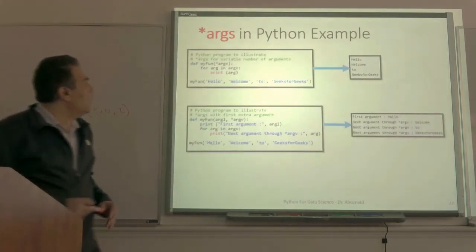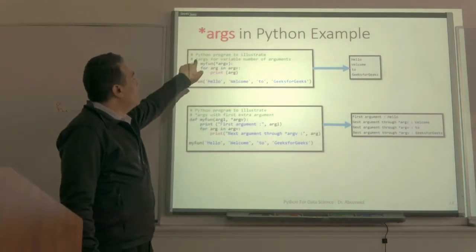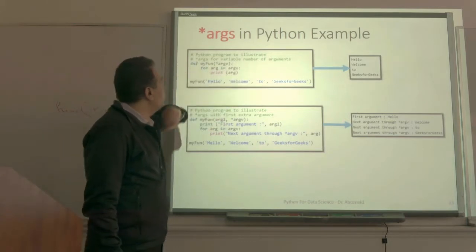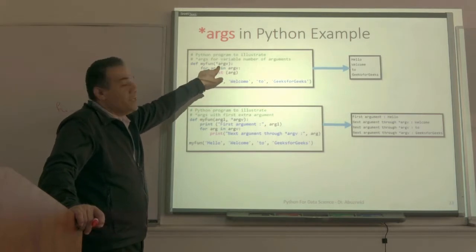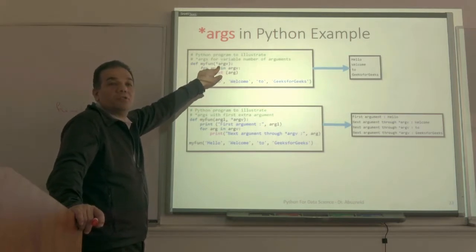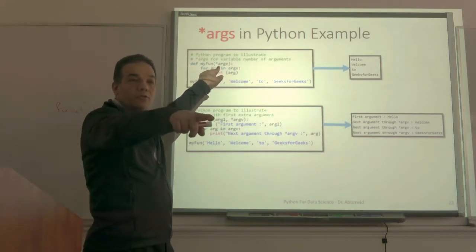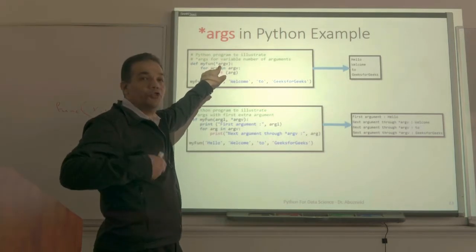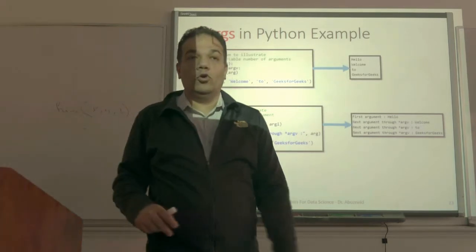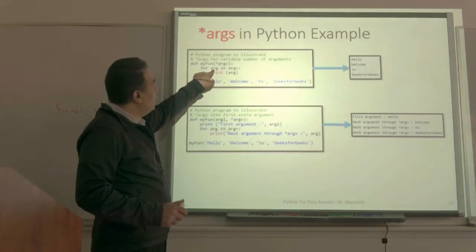Let's take up this program here: a Python program to illustrate a variable number of arguments. This function, I call it my function, and I'm passing to it arguments. How many arguments? Apparently it's one, but it's not more. What does it mean? Zero or more. It does not necessarily have to be one. It could be zero or more.